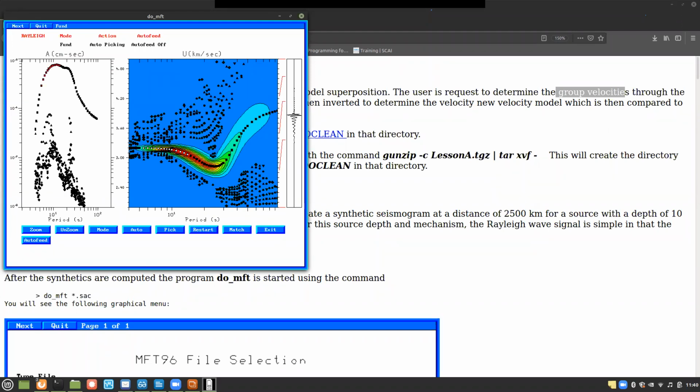You have to practice with these things. And the good thing is you can change the event parameters and get different looking dispersion curves and try to investigate.